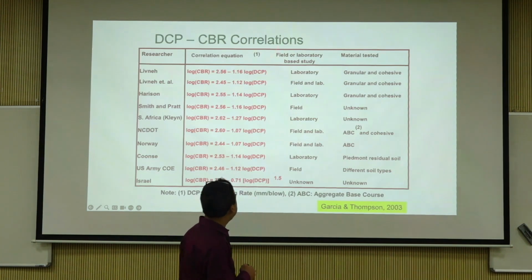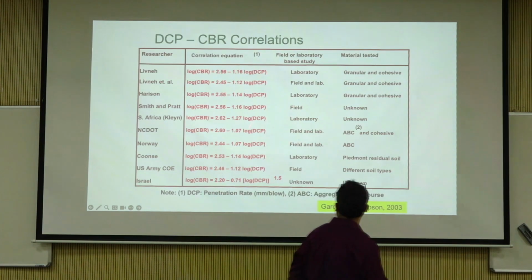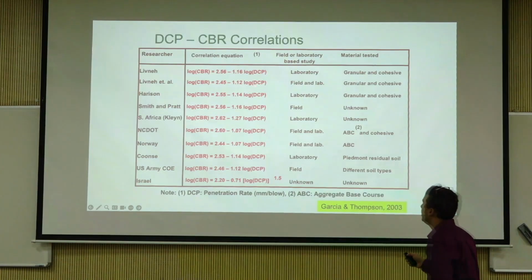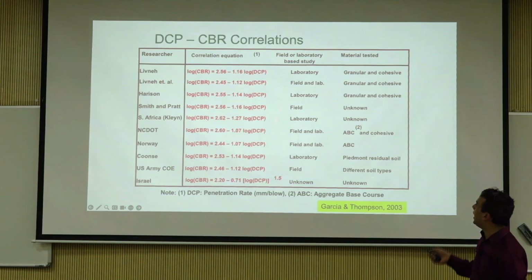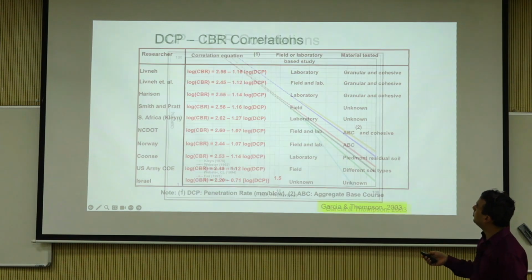These are a lot of equations for connecting CBR to DCP depending on where you are. The Klein equation is what I use the most. It has worked very well for me and for all projects that I have been involved in. North Carolina DOT developed something, Norway, US Army Corps of Engineers, Israel, Livne. I think they are also... I don't know where they're from, but yeah.